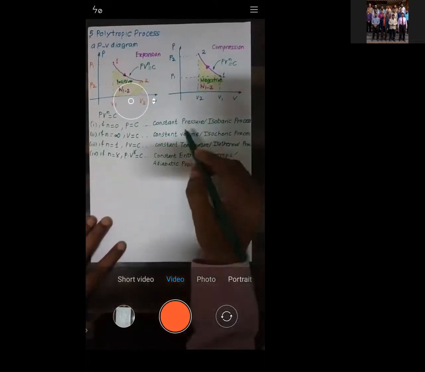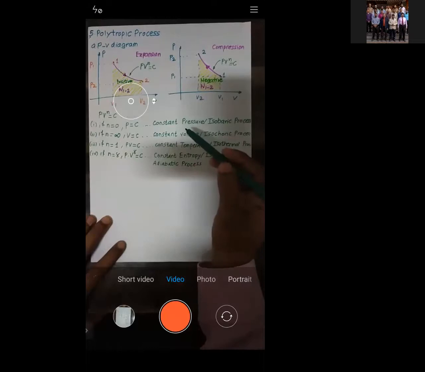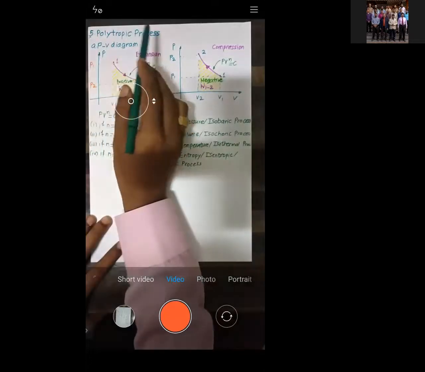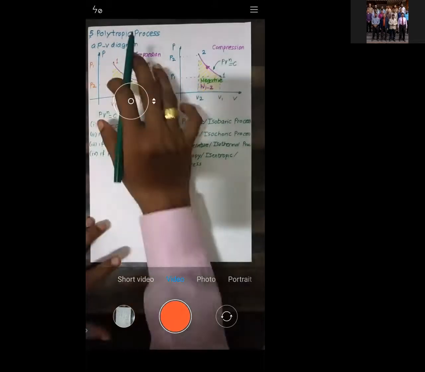Okay, so all these processes we have already seen, right? We have seen the derivations for PVT relation, work transfer, heat transfer, change in internal energy, and change in enthalpy. For all those parameters, we have seen the derivation for each and every process. Now the last process is polytropic, a generalized process. I have already told you the PV diagram.